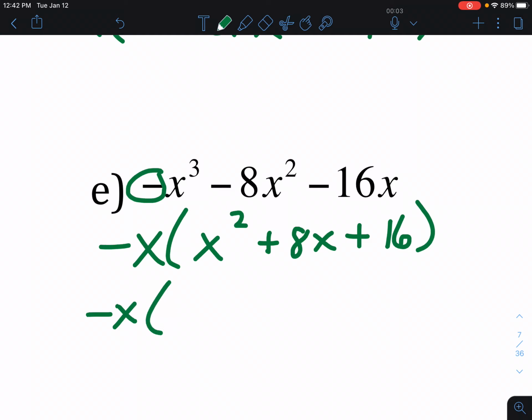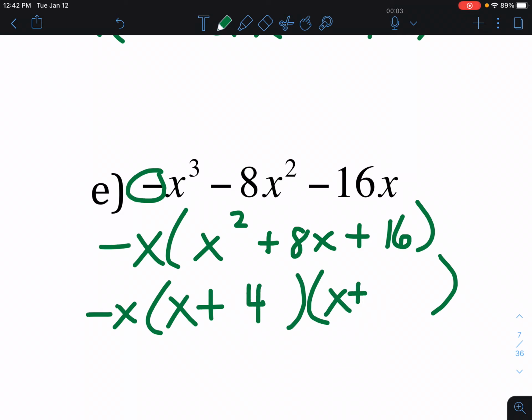Okay, now we have a trinomial that can be further factored. Two signs are easy, plus plus. Two numbers that multiply to get 16 add up to 8. Easy. They are 4 and 4.